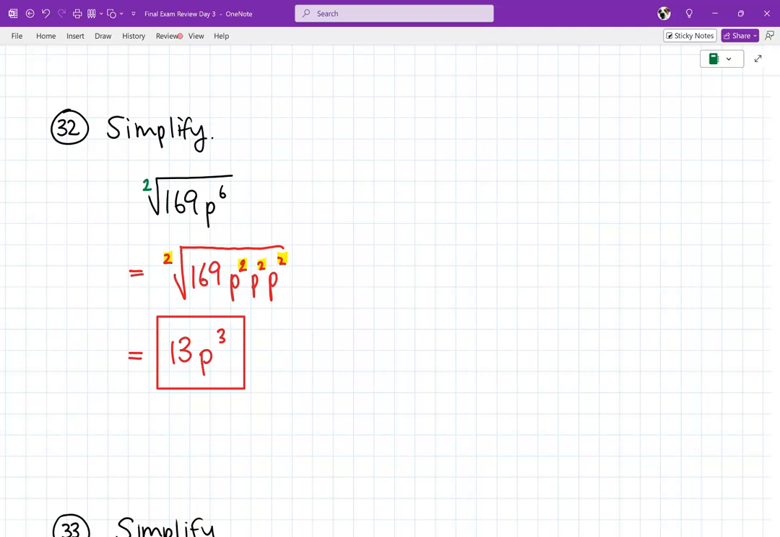Again, your calculator cannot do this letter-wise unless you have one of the more expensive ones. But it can definitely do the square root of 169. It can give you that answer, okay? It just can't give you the letter answer. So you're going to have to work that one out on your own, okay?